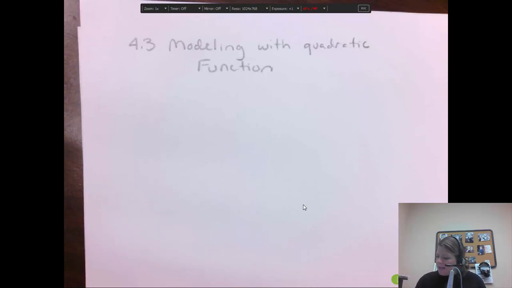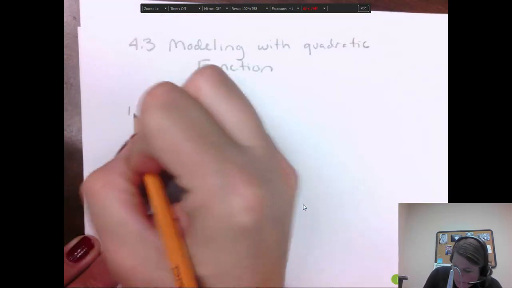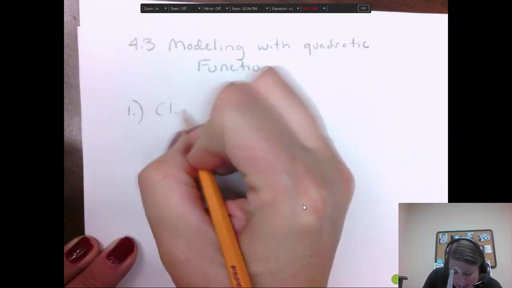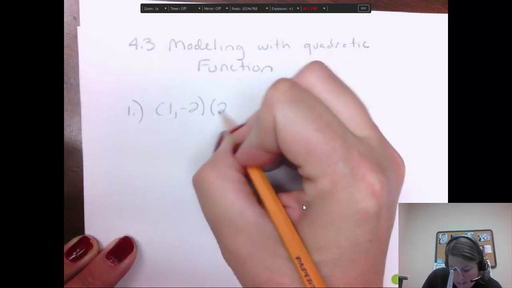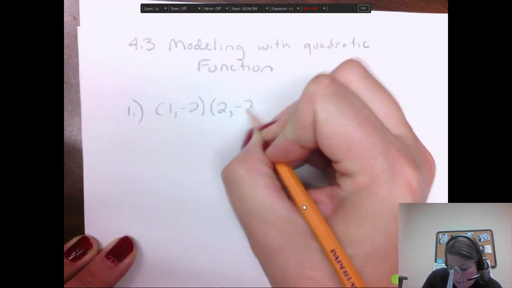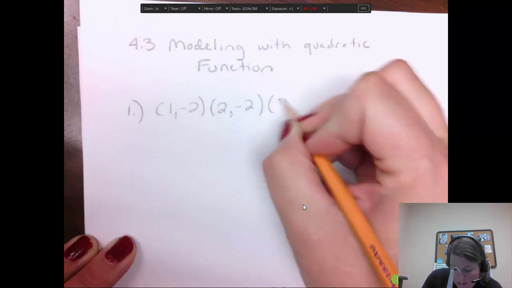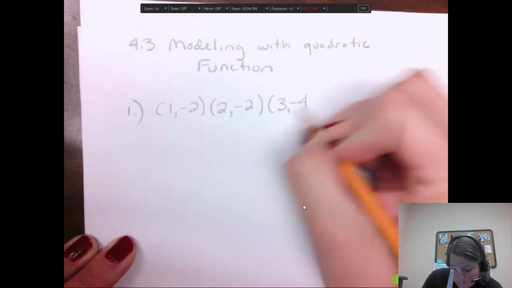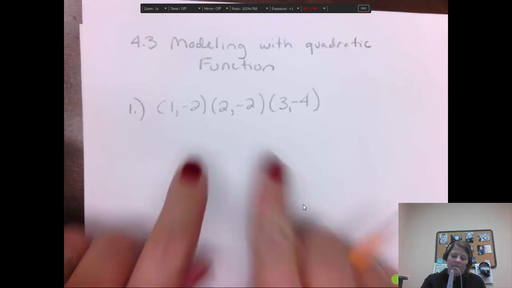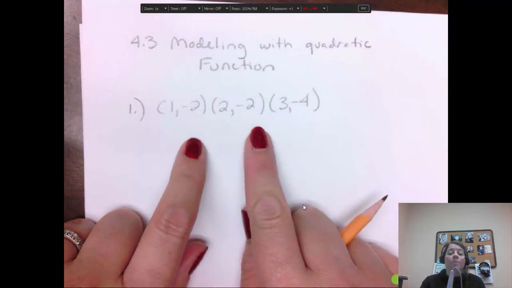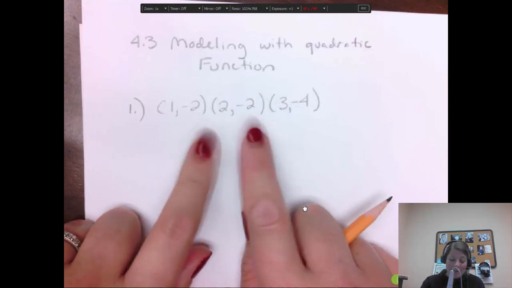Okay, so let's look at my first example. I have the points (1, -2), (2, -2), and (3, -4). And the question will say, write a function that's a quadratic for these points.